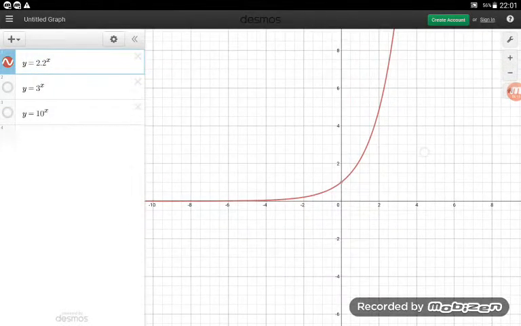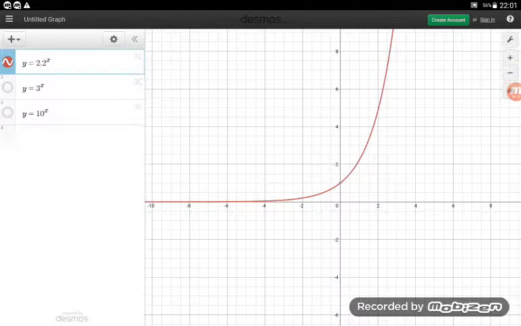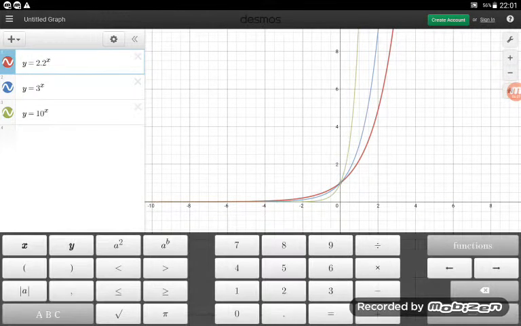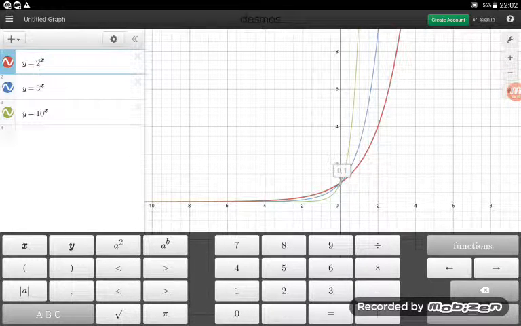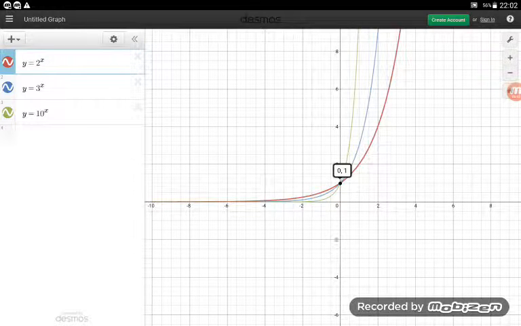However, there's one thing that I would like to point out. Let's look at y is equal to 3^x, and let's hide this one. Let's hide the red. All right. You know what? Let me actually show you guys something first. Okay. There's one special point that all of these three curves pass through. They all pass through this (0, 1).